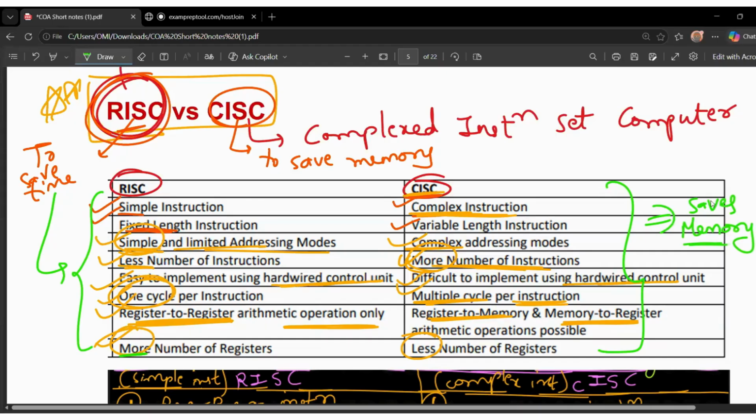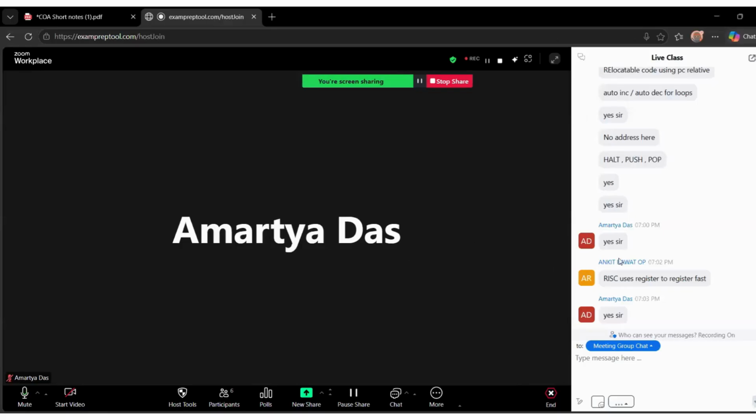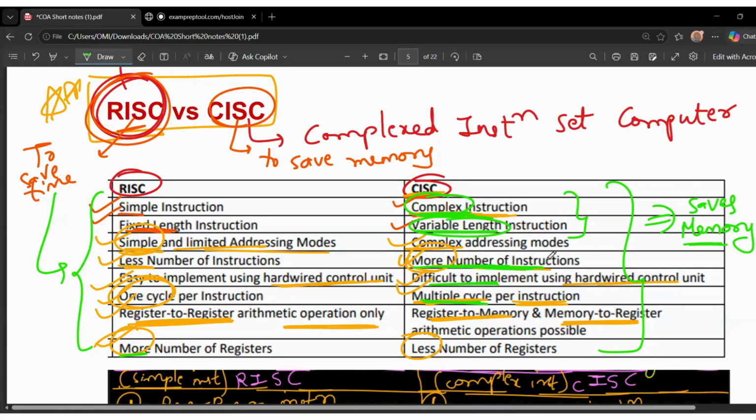To save memory, you have complex instructions, and you have a larger number of different instructions, because it is complex. And here it is variable length, because complex instructions are used, and it is difficult to implement. Because it is variable length and complex instruction, it takes multiple cycles to execute, because its job is not to save time. Its job is to save memory.